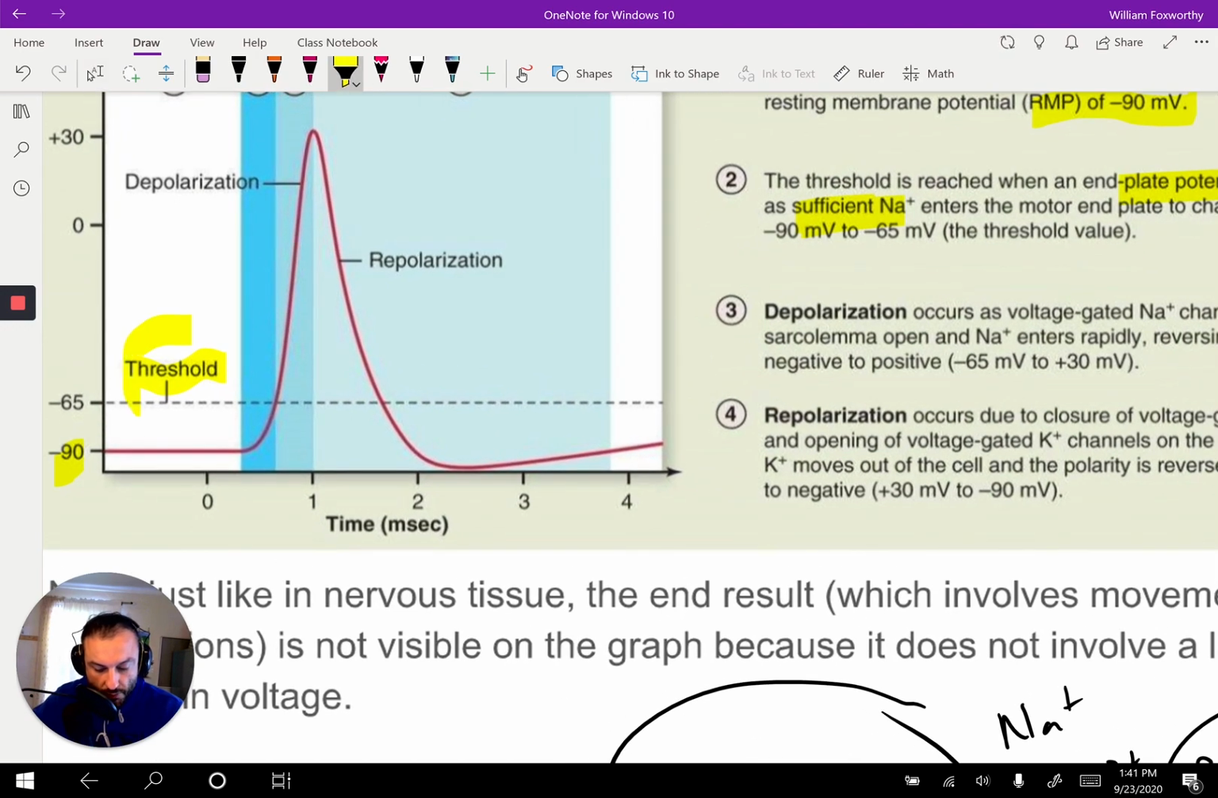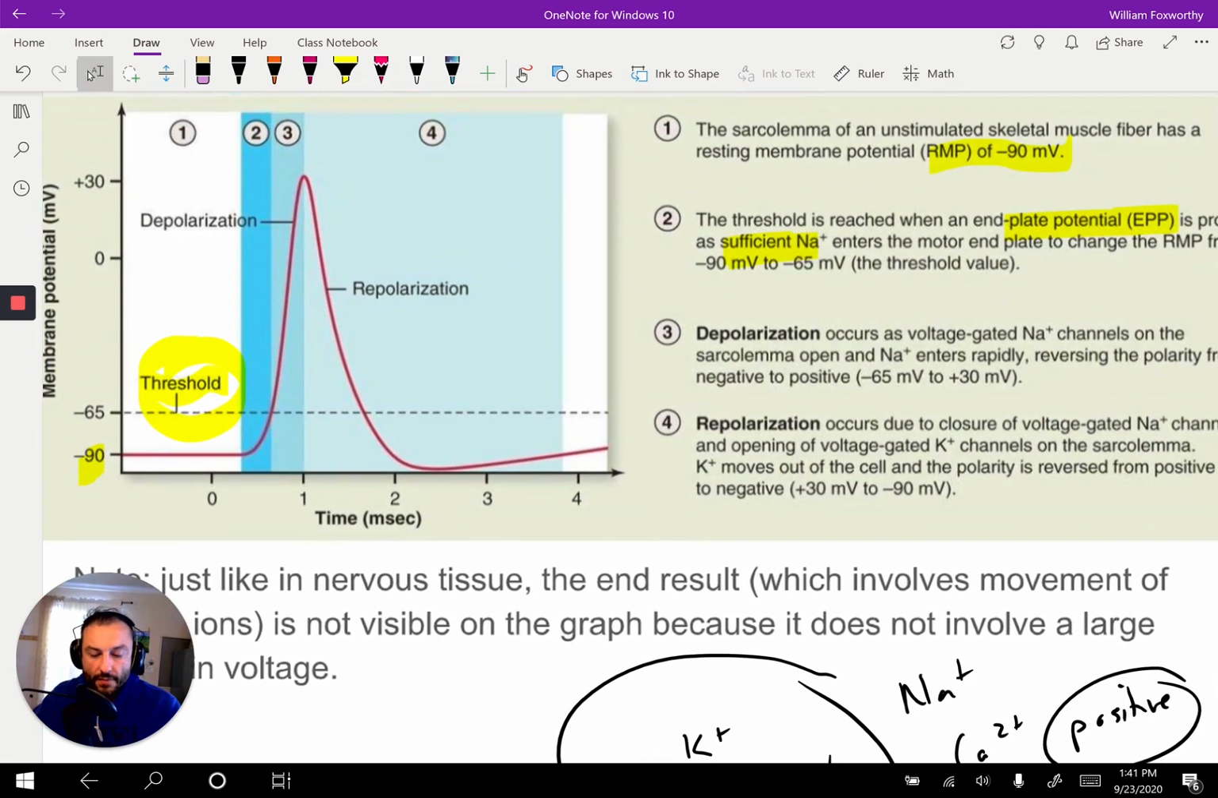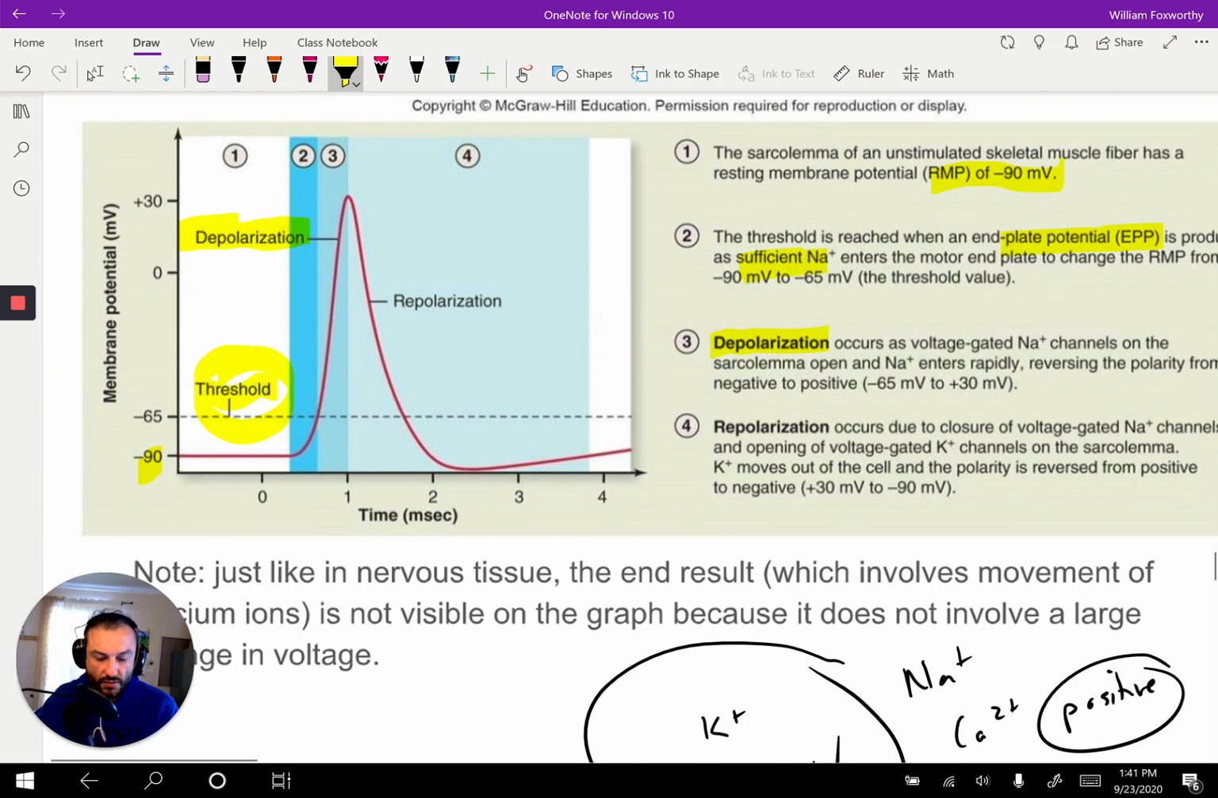Threshold is the number at which the voltage gated sodium channels in the sarcolemma begin to open, and that's why you get this big signal if you reach that value. The positive change from the opening of your voltage-gated sodium channels is called depolarization. It's occurring because a whole bunch of sodium is entering the cell all down the sarcolemma from the opening of these voltage-gated sodium channels.